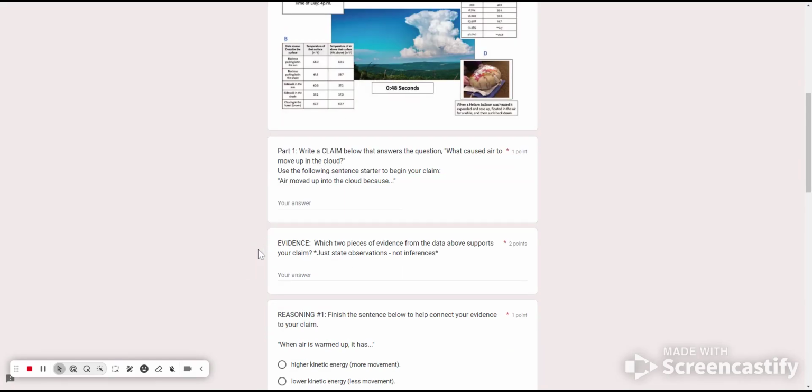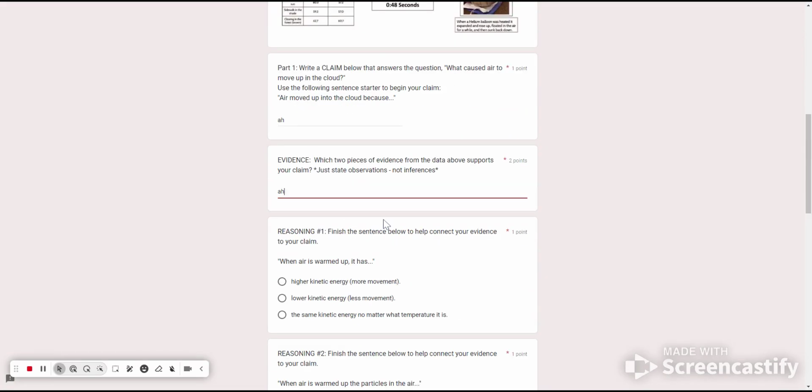The next part is evidence. Which two pieces of evidence from the data support your claim? Just state the observations, no inferences. So we're not interjecting the story. We just want to know the facts. And then you'll type in your evidence based on what is up here.